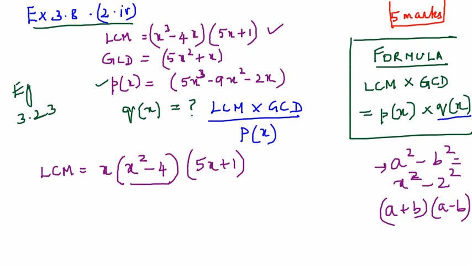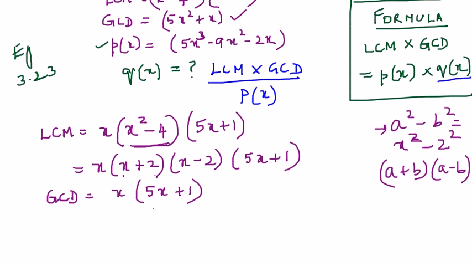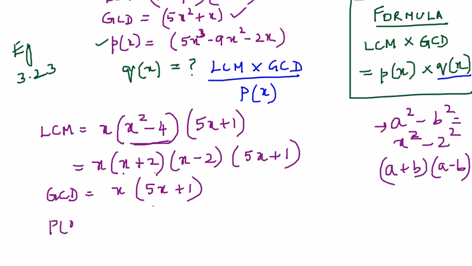So the moment I see x squared minus 4, I know that I can write 4 as 2 squared, which is of the form a squared minus b squared. So I'm going to write this as a plus b into a minus b. Where we have a and b, I'm substituting x and 2, right? Into 5x plus 1. So let's take the GCD. I think GCD is pretty straightforward. In 5x squared plus x, obviously the common factor is just x. So it becomes 5x plus 1, when we take x outside.